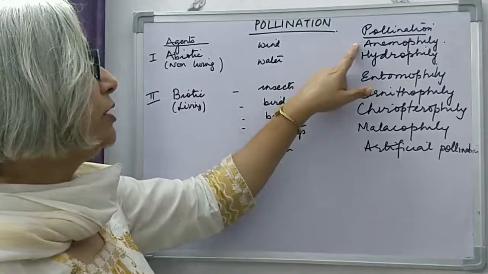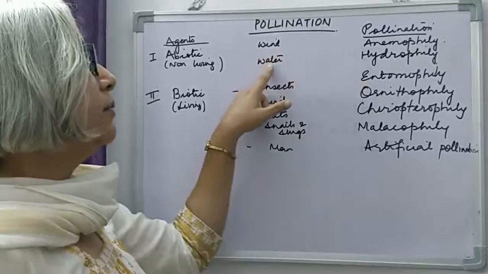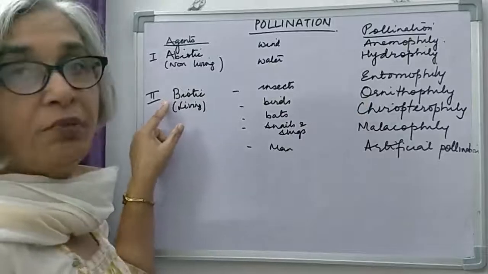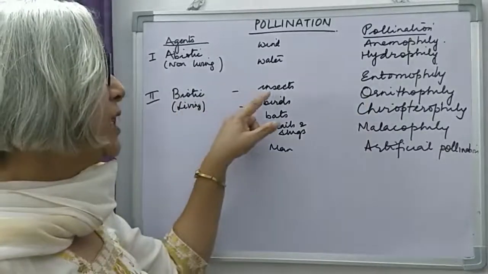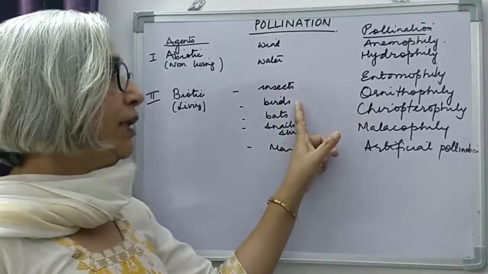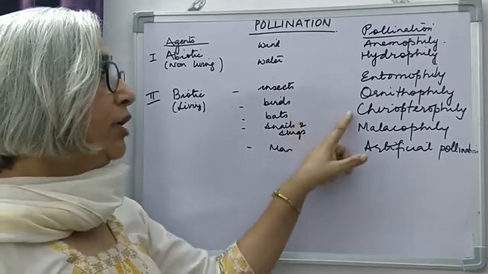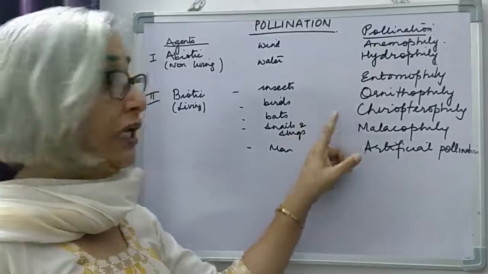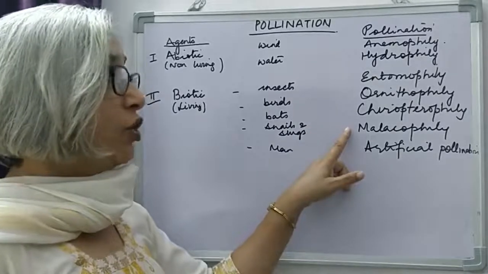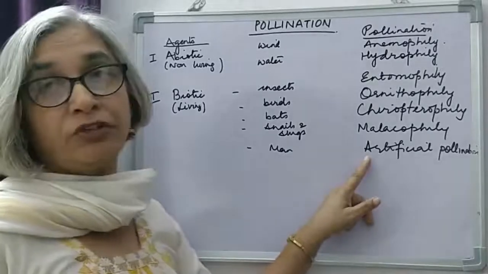The type of pollination that occurs through wind is called anemophily, and by water is hydrophily. The other group of agents can be biotic or living. If insects are helping in pollination, we call it entomophily. If birds are helping in pollination, we call it ornithophily. If bats are helping in pollination, we call it chiropterophily. If snails and slugs are the agents of pollination, it is called malacophily. And if man is bringing about pollination, that is called artificial pollination.